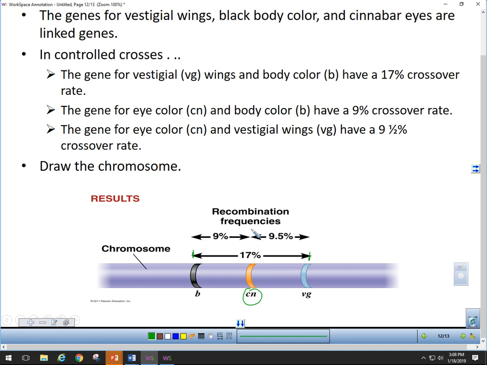Now, some of you are adding up the numbers, and you're like, well, wait a second. 9 plus 9.5 is not 17. Okay, 9 plus 9.5 is 18.5% or 18.5 map units. How come this only says 17?